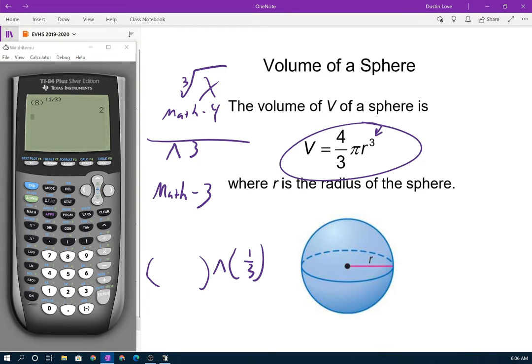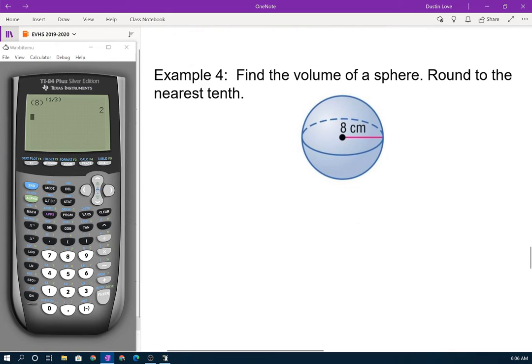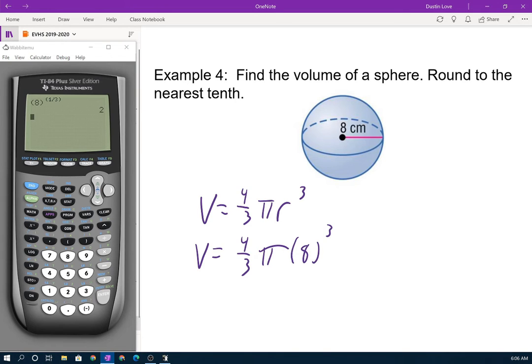Volume is 4/3 pi r cubed. Okay, find the volume of the sphere, round to the nearest tenth. Volume is 4/3 pi r cubed. So volume is 4/3 times pi. Now we're just going to plug it in. Radius is 8 cubed. And we can type this in exactly like it is. 4 divided by 3 times pi times 8, math 3. Nope, I didn't hit the math button. Math 3 gives me cubed.